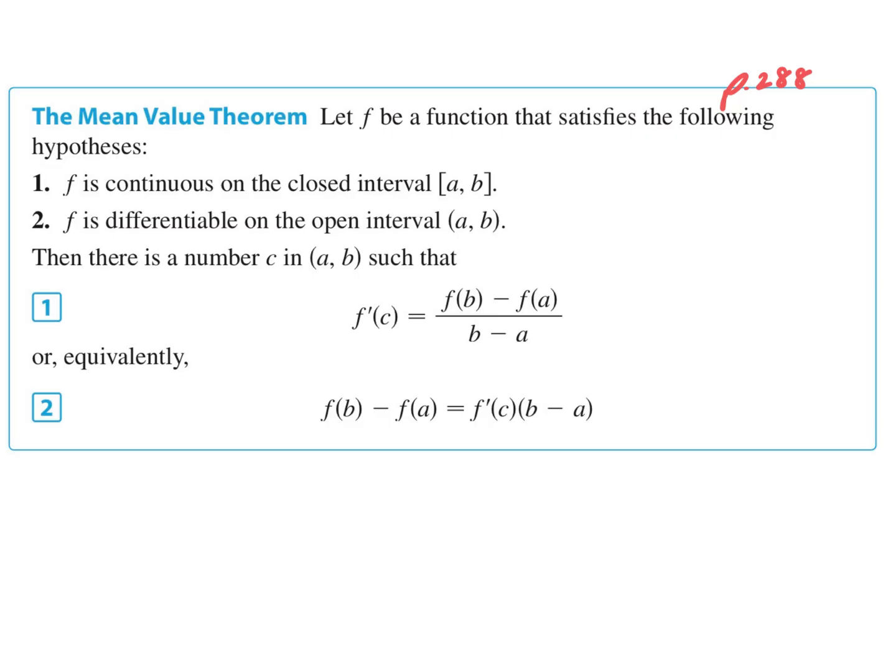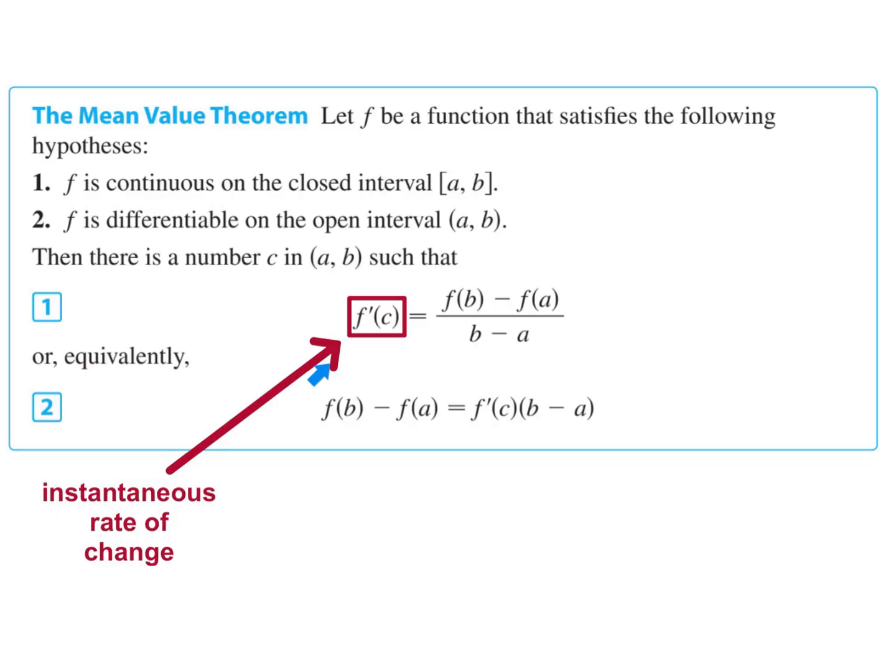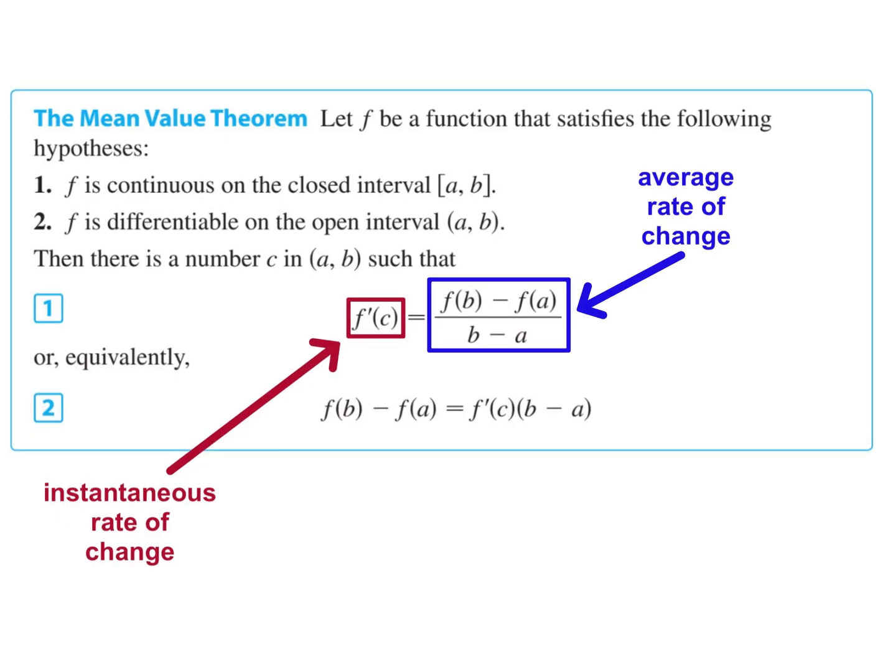And so what we want to think about, and then you could rearrange it too, is that this is the instantaneous rate of change. We talked about rate of change earlier this year. The instantaneous rate of change is the derivative, the slope of the tangent line. This is just the slope, the average rate of change. So what it's saying is there's going to be some value c. If these conditions are met, there's some value c where the slope of the tangent line equals the slope of the secant line.